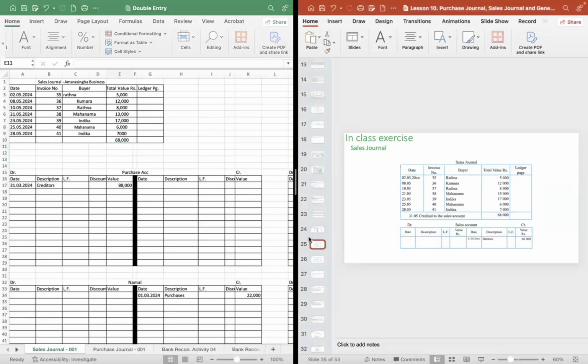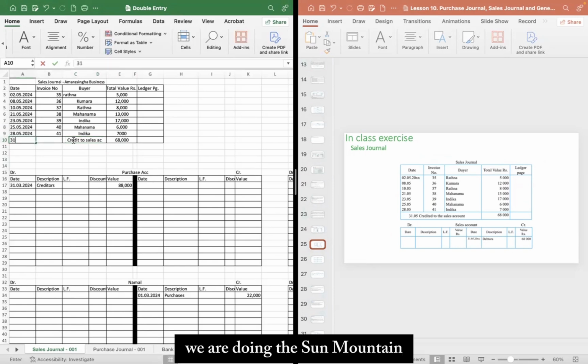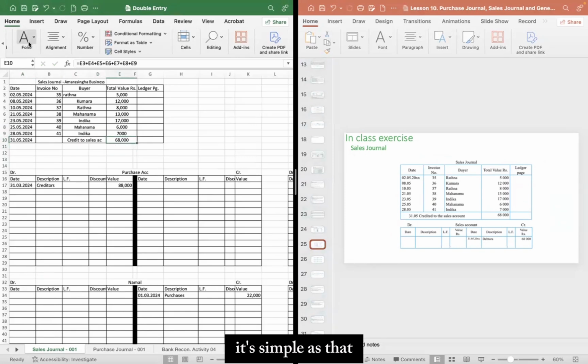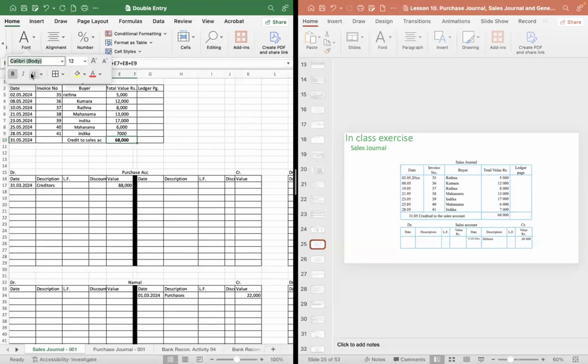Okay. We are doing this on month end. It's simple as that. So this is how we prepare the sales journal.